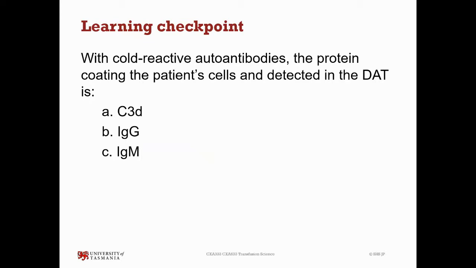Okay, just a learning checkpoint here for you. Cold reactive autoantibodies, protein coating the patient cells and detecting the DAT: is it C3d, is it IgG, or is it IgM? What are we detecting in the DAT with cold reactive autoantibodies? Come on, have a go. So Kiani's gone C. Anybody else?